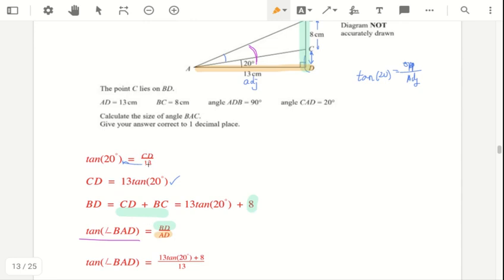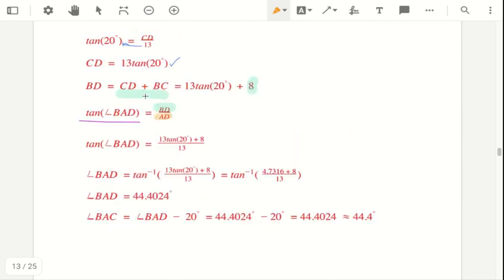So therefore for BAC, you just need to minus 20. So this purple angle minus 20 gives you BAC, the blue angle. Okay, so your final answer is 44.4 to 1 decimal place.